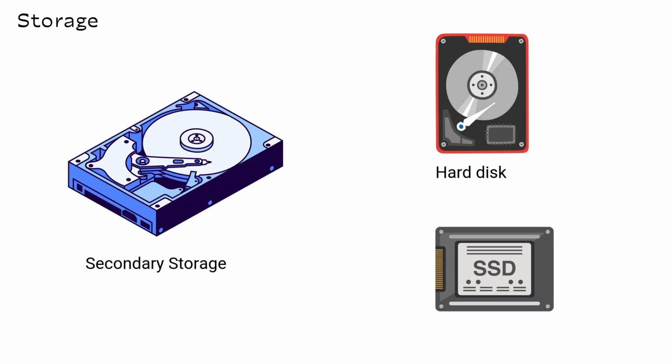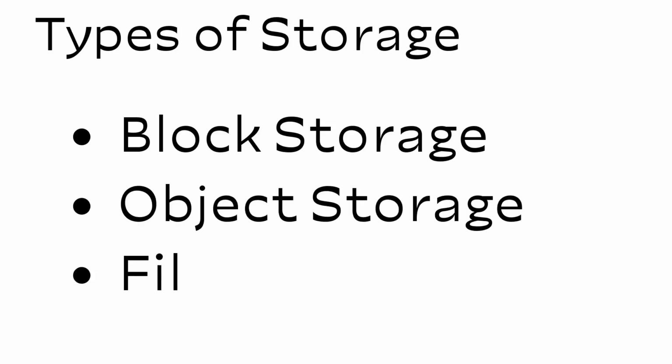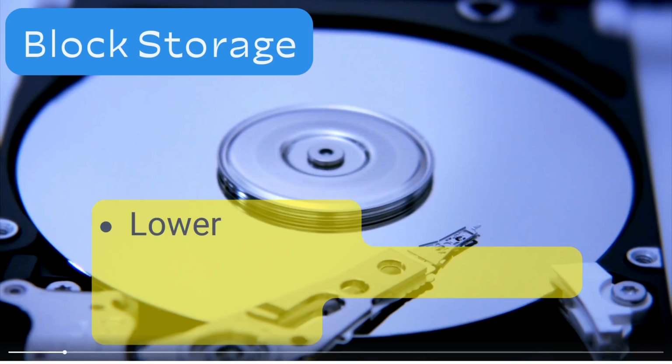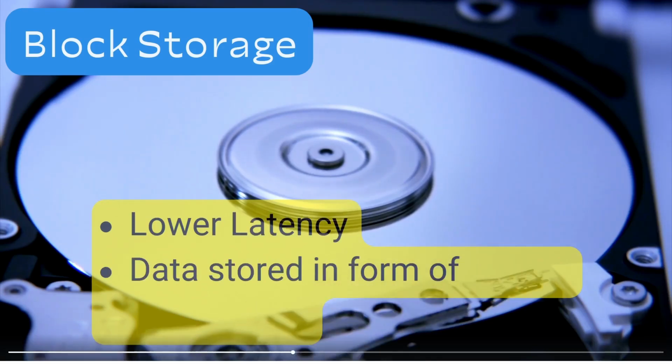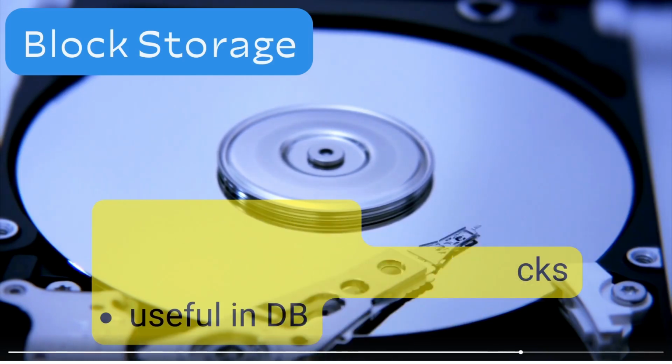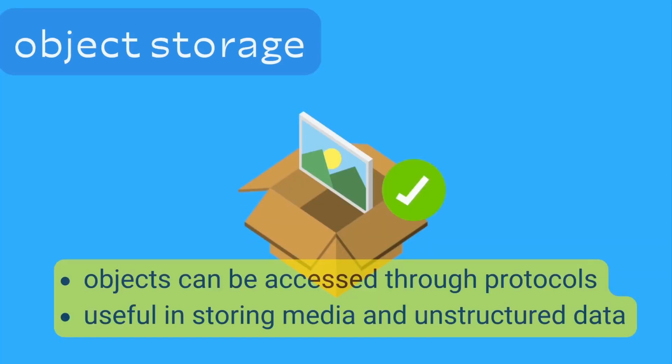Now storage is of three types specifically: block storage, object storage, and file storage. Block storage is where you have fixed-size blocks, and it is very useful for databases, virtual machines, and other applications which require lower latency. The second is object storage, where you can store your data as objects. You can access these objects using different protocols, and it's very useful to store unstructured data such as images, media, and files.